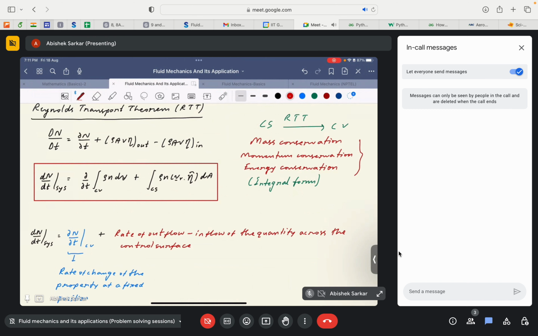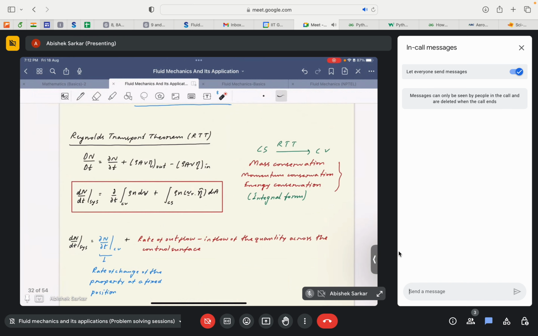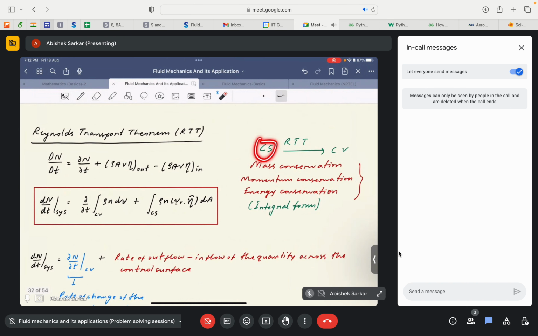But the issue was that when these laws were initially devised, they were formed for a control system, that is, for a system with a particular definite mass. That's the control system approach. In the language of fluid mechanics, that is the Lagrangian approach. So all these laws were well formulated for the control system approach, because initially they were formed for this kind of approach only.